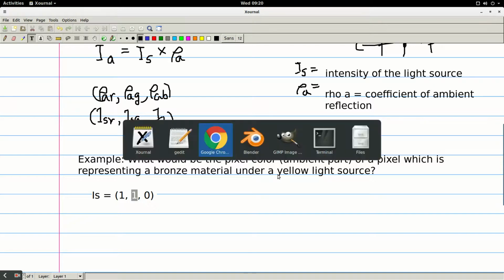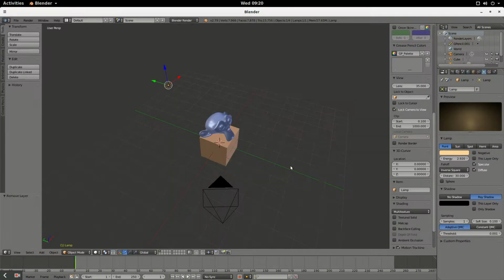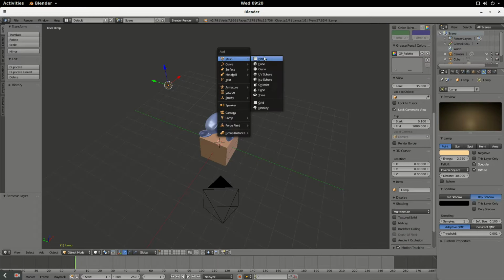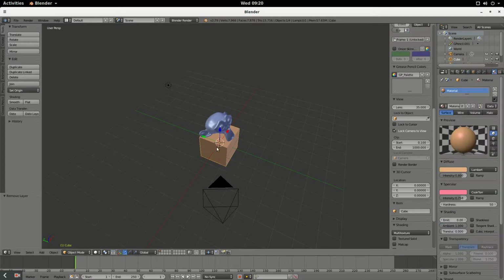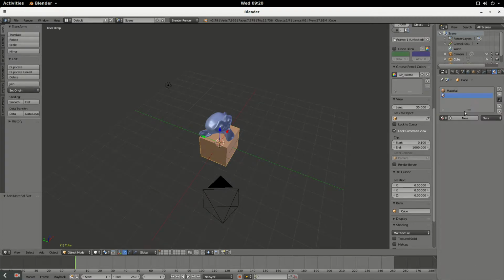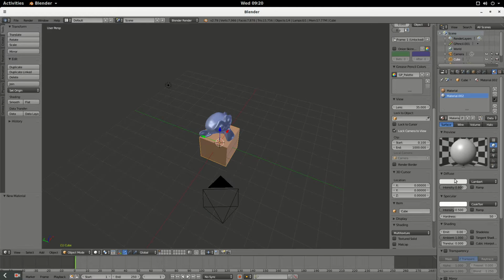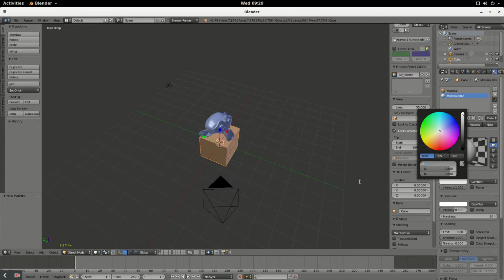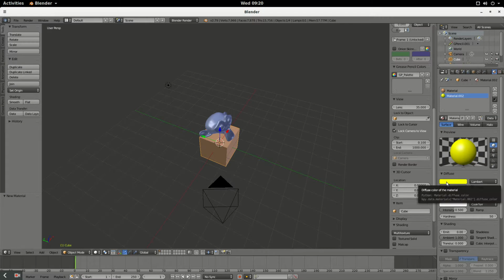Okay. And if you don't trust me, you can play with it over here. Let me just add a new material somewhere, or I can also create a new material over here. So if I put 1 for red, 1 for green, and 0 for blue, see, I get yellow. This is what it means.